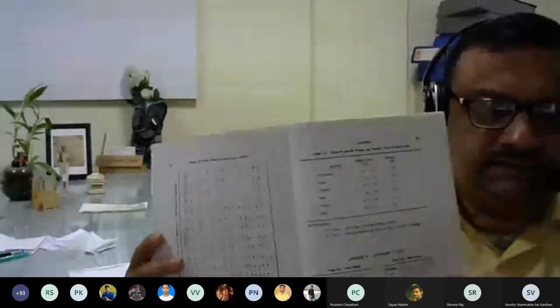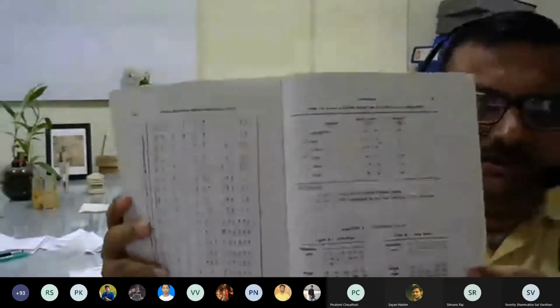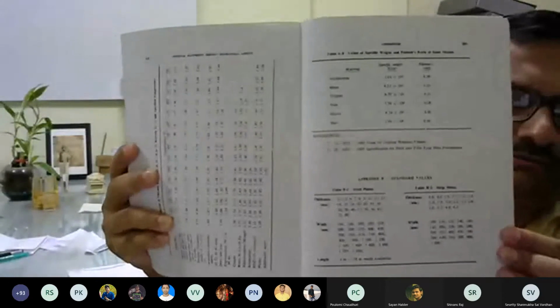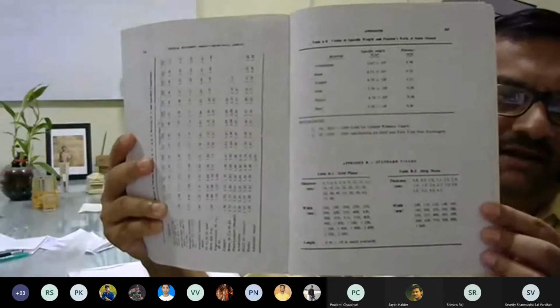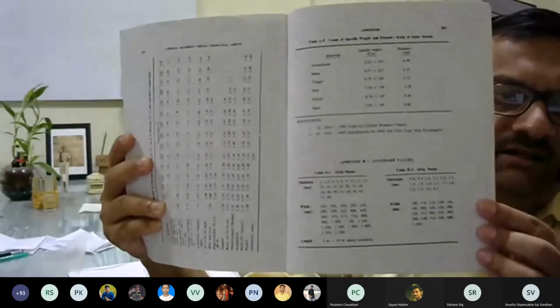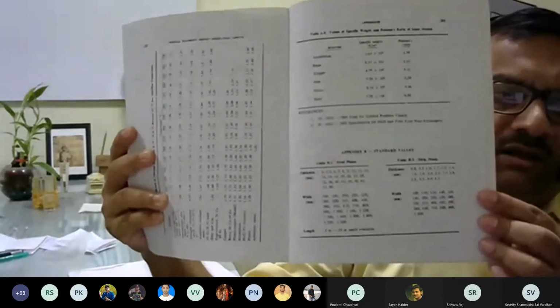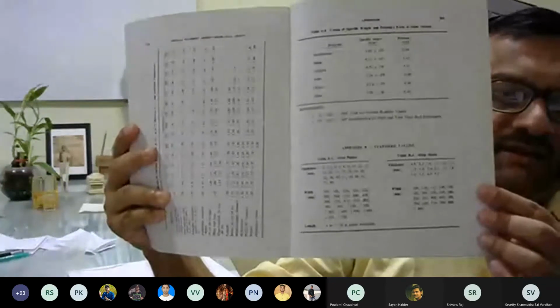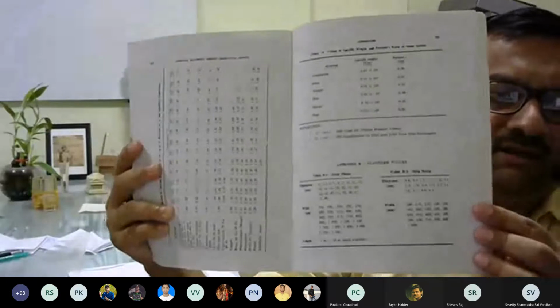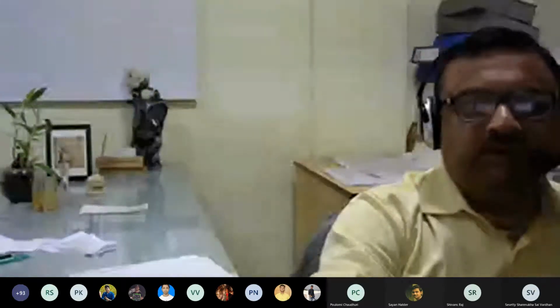If you look at this appendix B, in the bottom half of this page, you'll see different thicknesses are given for steel plate. These thicknesses are the available thicknesses. So then immediately your concern would be that the thickness that I have converged to is first of all not available.